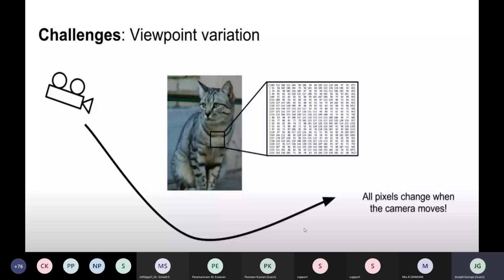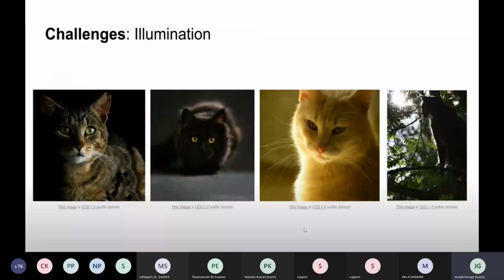Another thing is, depending upon the light conditions, the picture intensity may change. For example, you can see different cats, but the intensity of the light varies. When the intensity of the light varies, the illumination varies, and the pixel value changes.